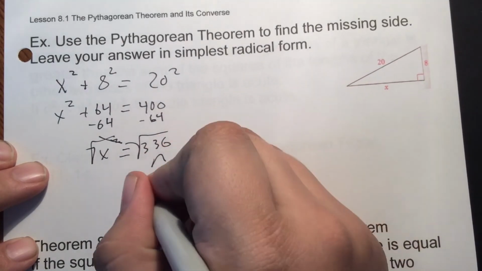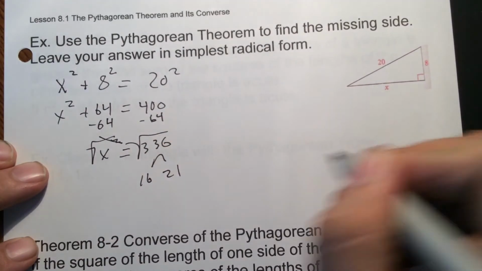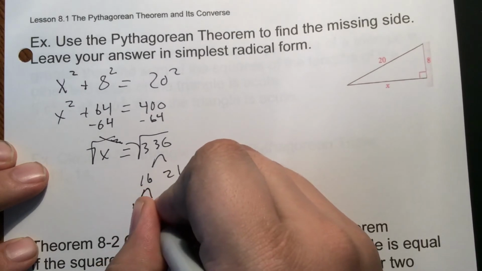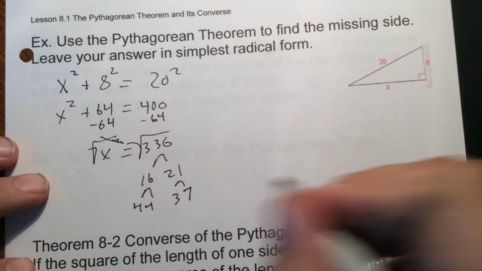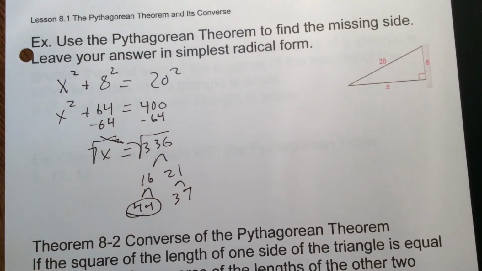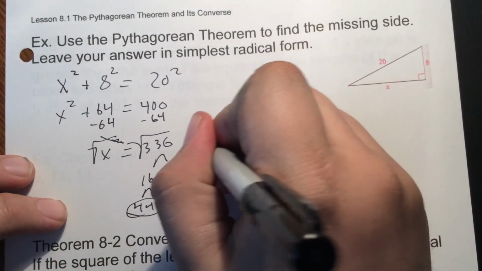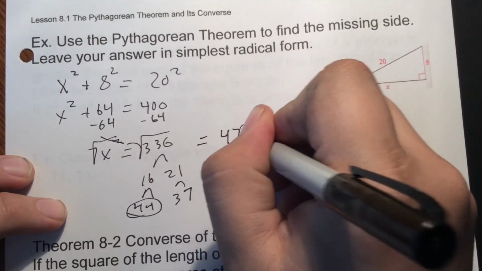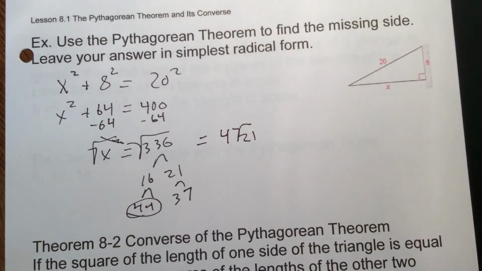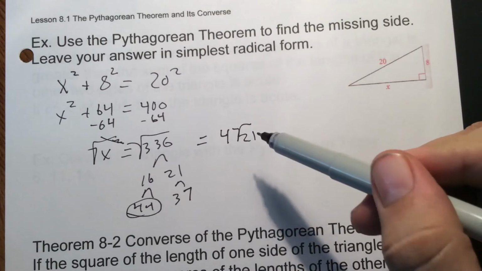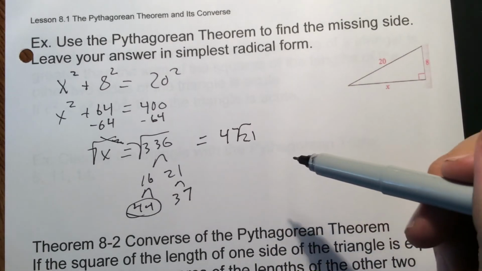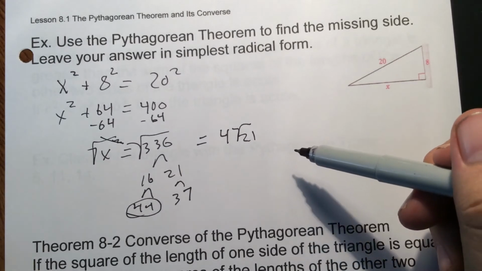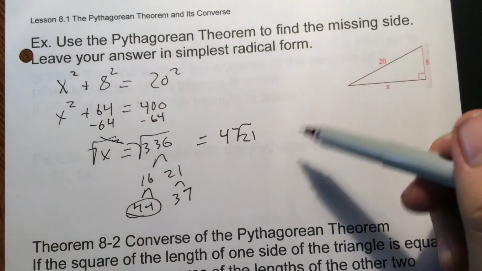If we would break this down, this would go to 16 and 21, which we could go to 4 and 4, and this would go to 3 and 7. Well, 4 and 4 have buddies, so we can pull a 4 out. So this makes it 4 square root of 21. And that's as simplified as we could get it. A lot of times they want you to do it this way because this is an exact answer compared to if you got a decimal, that's an approximate because you're probably going to end up rounding it.